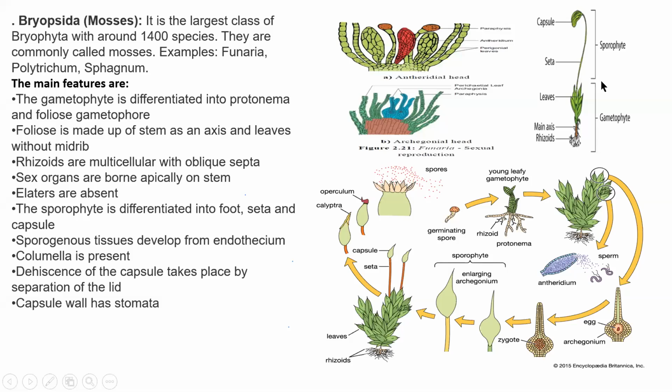Okay, so the gametophyte is a thalloid protonemal part plus a foliose gametophore, as you call them. The foliose part is made up of a stem; you call it an axis actually. It is not called a stem, it is called an axis. And you have leaf-like structures. The leaves are without a midrib. Okay, and the rhizoids are multicellular with oblique septa. In the Hepaticopsida and Anthoceratopsida, you don't find septate rhizoids, whereas in Bryopsida, you find septate rhizoids.